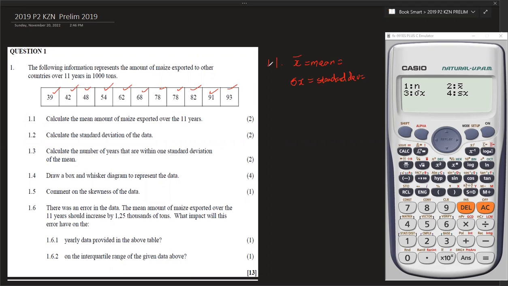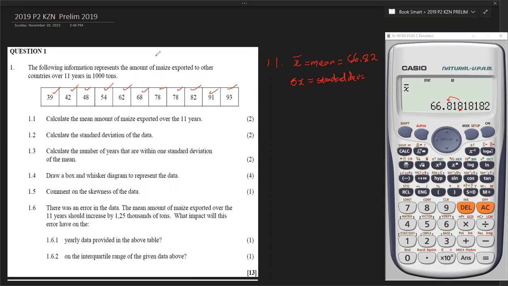So I'm going to quickly get the mean, which is on 2. You press 2, then you press the equal sign. Then we can easily see that our mean is 66.82. Remember, we always round off to 2 decimal places. So here I have 81, so it's going to just add 1 more because it's above 4. Do we get it? Perfect.